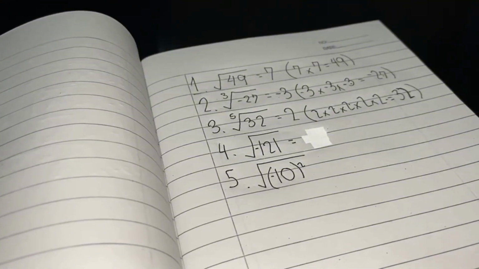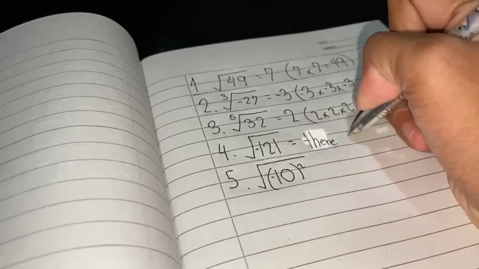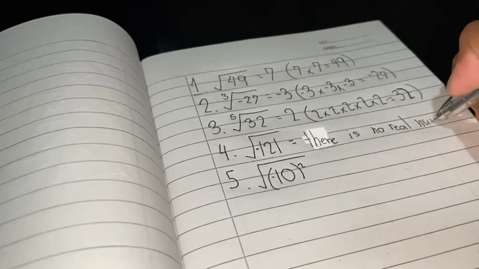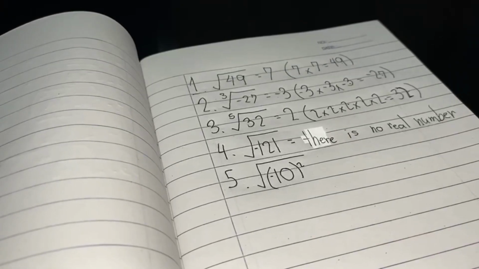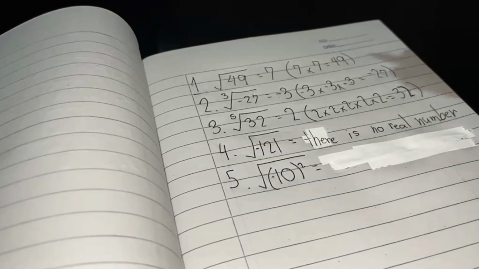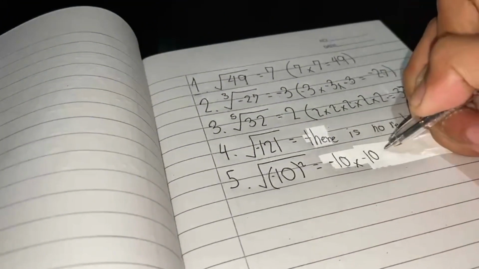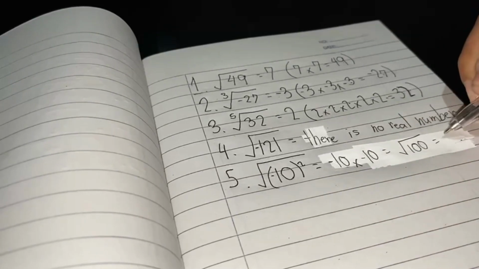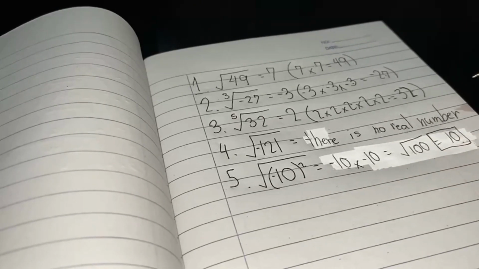Example number 4. Square root of negative 121. When we try negative 11 times negative 11, the answer is positive 121. But the number is negative 121, so there is no real number for this. And the last one is the square root of negative 10. We just need to multiply the negative 10 2 times. So negative 10 times negative 10 is equal to 100. So the answer is 10, because 10 times 10 equals 100.